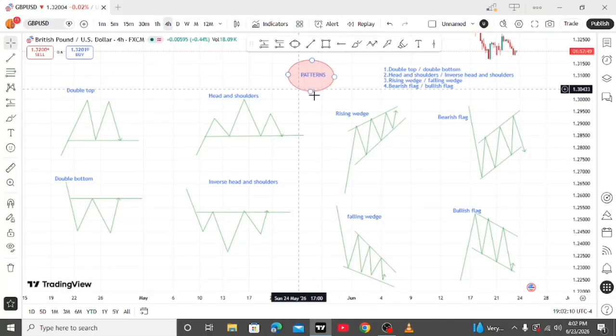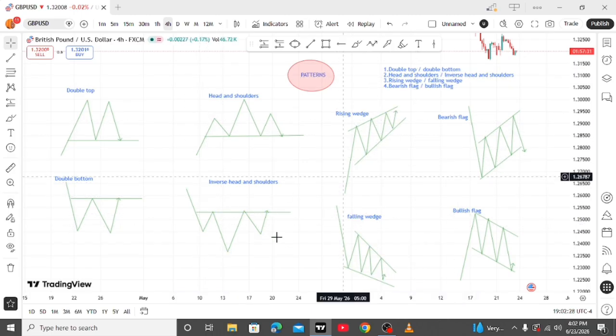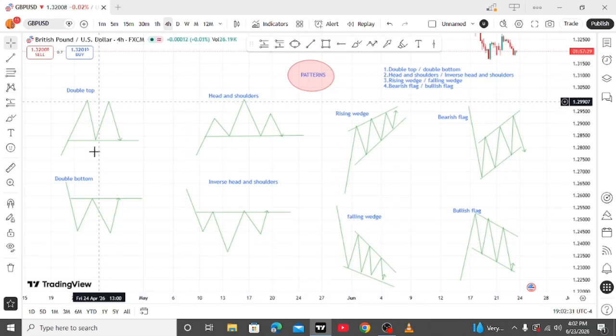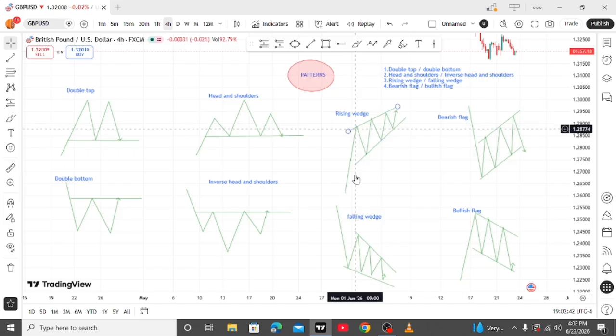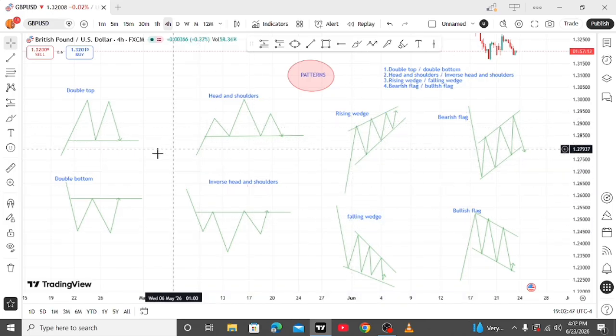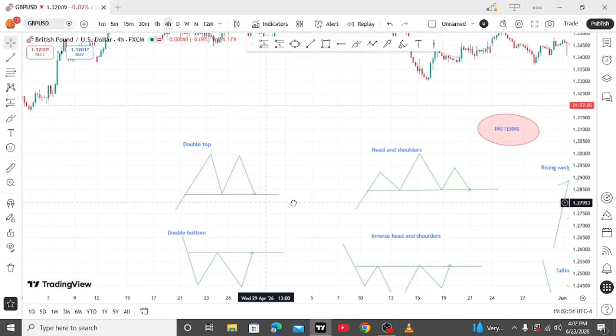So when it comes to patterns, we have hundreds of patterns in trading. You can browse through your phone and you'll see different patterns. But in this video, I'm going to explain a few popular patterns you ought to know as a forex trader, which are these patterns you see here: the double top, double bottom, head and shoulders, inverse head and shoulders, rising wedge, falling wedge, bearish flag, and bullish flag. So without wasting much of the time, let's explain these patterns one after the other.